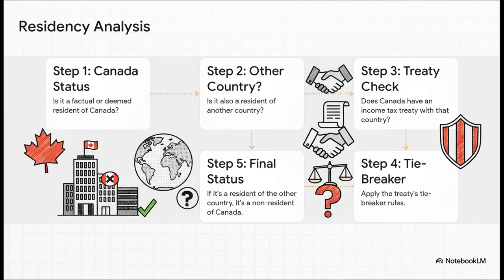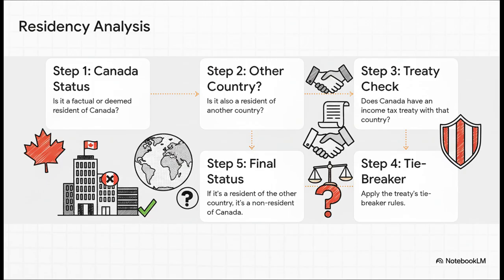Step 1, you always start at home. Is there any reason this corporation is a Canadian resident? Is it a factual resident because its CMC is here, or a deemed resident because it was incorporated here? Step 2, now look abroad. Could it also be a resident of another country under their laws? If the answer is no, you're done. But if it's yes, you go to step 3.